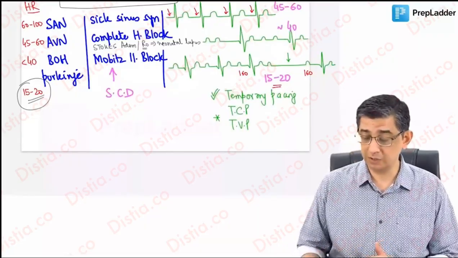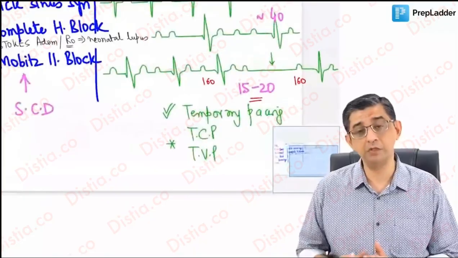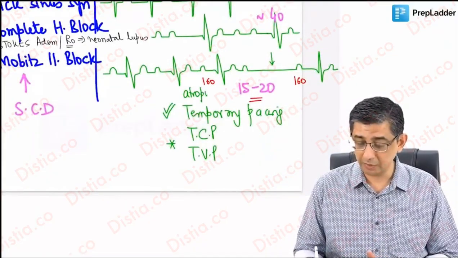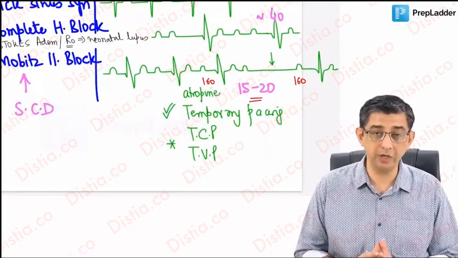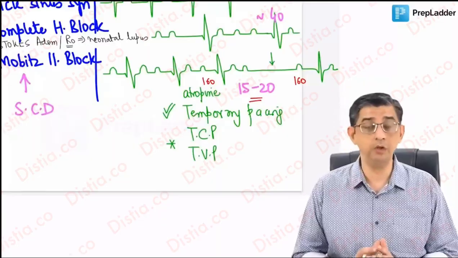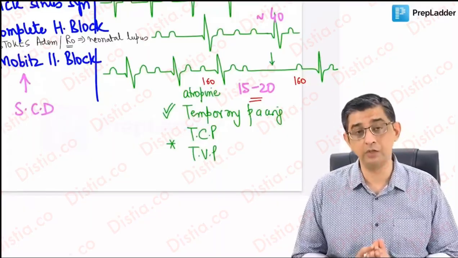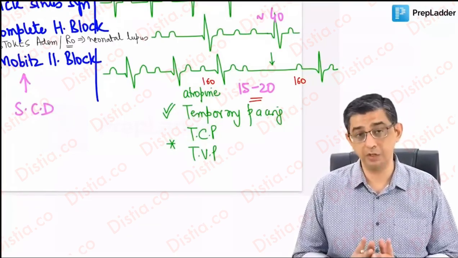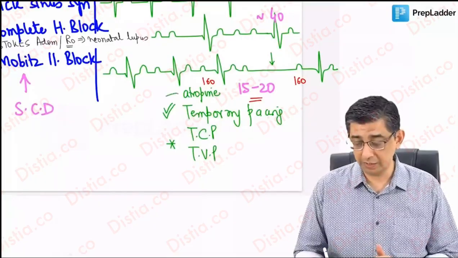If he changes the question and says, what is first line management for a person with symptomatic bradycardia, then at the moment, suddenly if the heart rate is dropping, first I don't know what is the reason behind it. So I will obviously give atropine, and the dose of atropine has changed. Earlier it was 0.5 milligrams, but the current dose of atropine that we give to the patient is 1 milligram. So do remember this slight change as well.